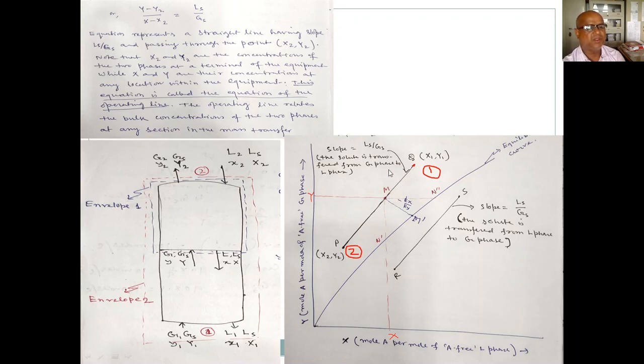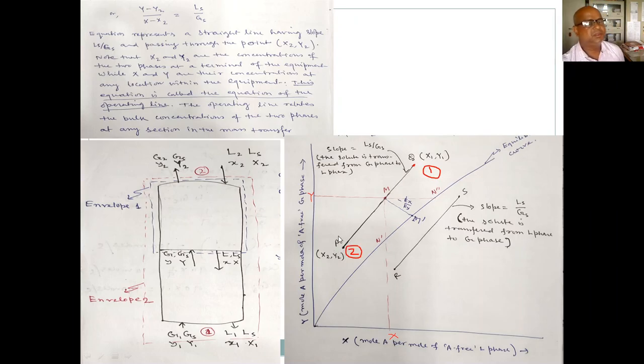So this slope is Ls by Gs, which is based on your solid free basis. If it is a solid free basis, meaning inert gas, this line will be a straight line, because that slope will not change. Once you locate these 2 points, you can easily draw a straight line, because the slope will not change along the equipment. So this is the equipment, this is point 1 and this is point 2.